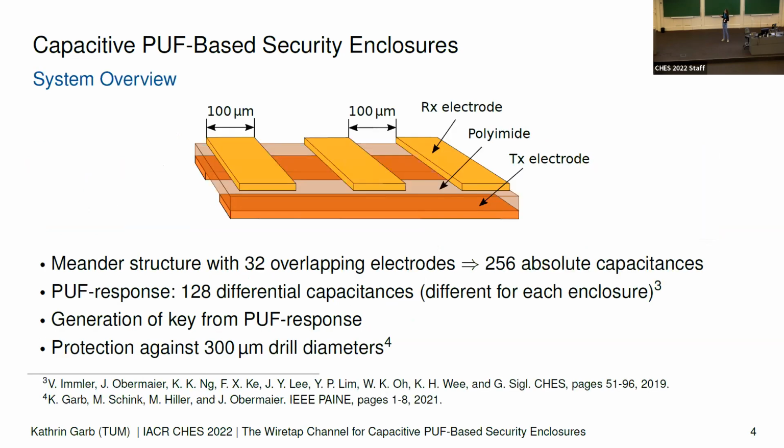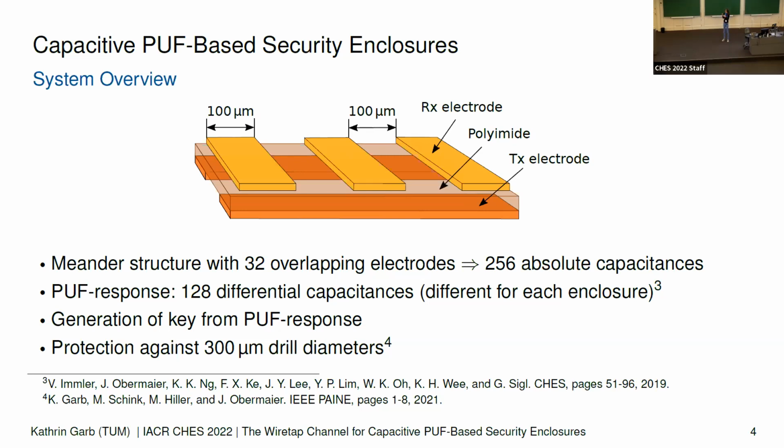Here you can see an overview of the electrode mesh of the capacitive enclosure. You basically have 32 electrodes that are arranged in a meander structure, and they overlap and form small capacitors. In total, you will have 16 times 16, so 256 absolute capacitances. But these absolute capacitances depend on global manufacturing variations, so you might even be able to derive which batch this enclosure belongs to.